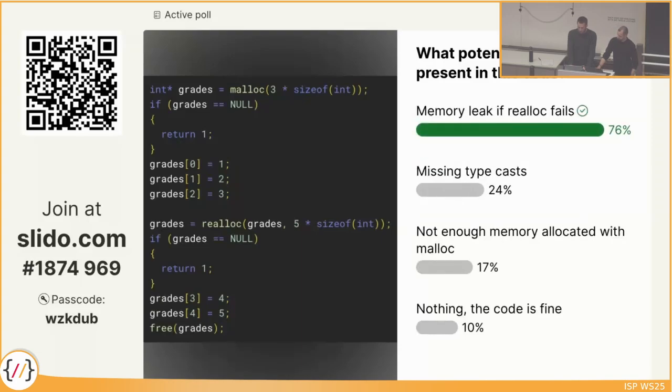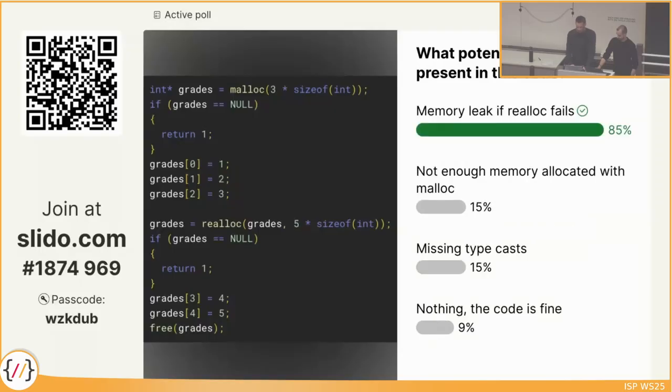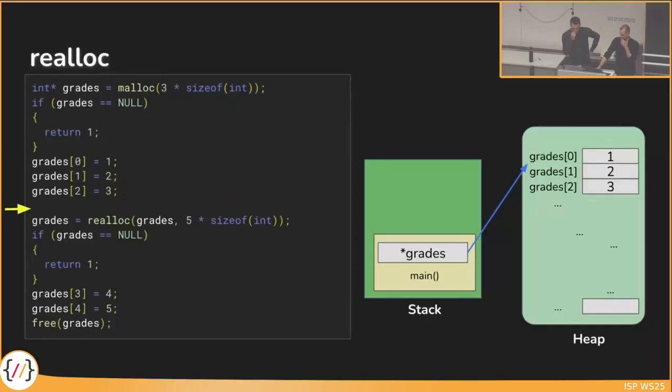Okay, the memory leak if realloc fails is the potential issue here, which most of you again spotted right. One comment from my side: I would also check for missing typecasts, because you could write typecasts there. Sure, but it's not really an issue. Correct. But we could have stated that it's missing at least here. Yeah, correct. But now let's have a look at what the problem really is in detail again.